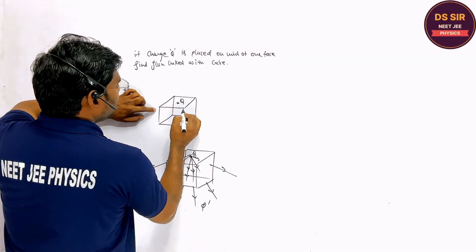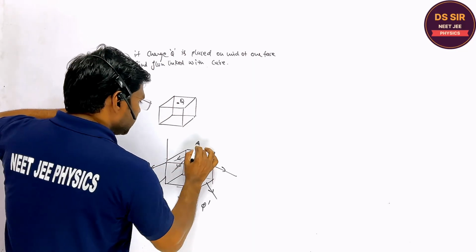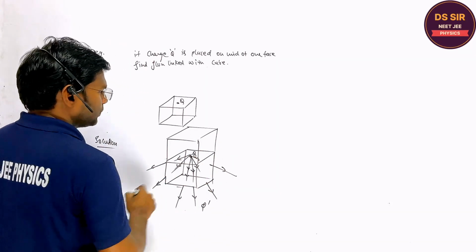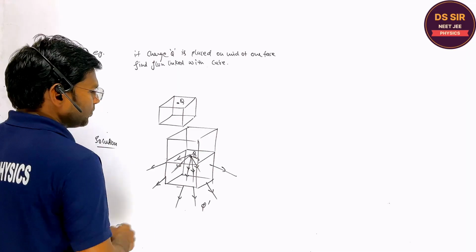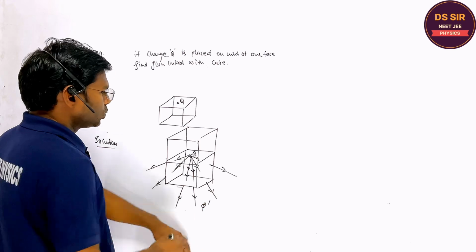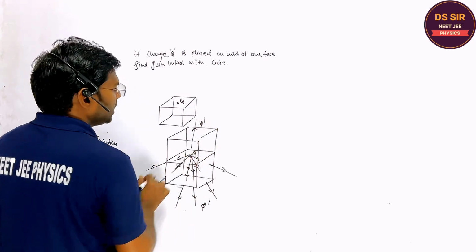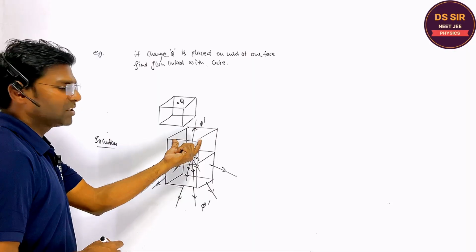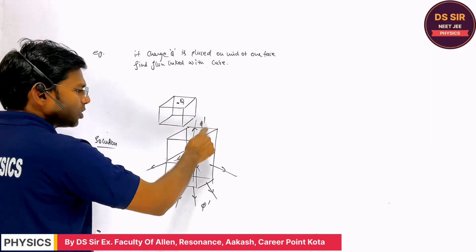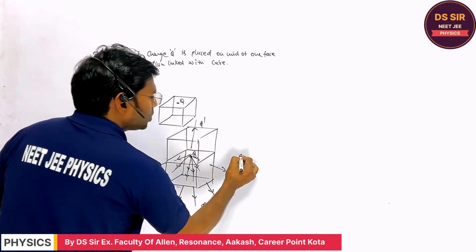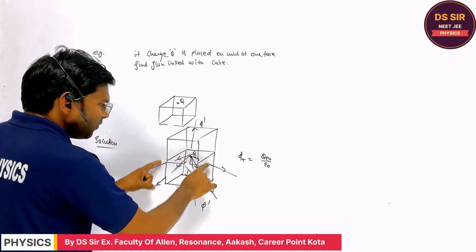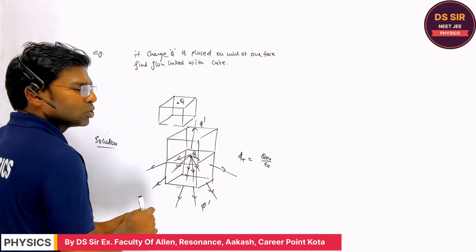So if you want to find the flux linked with this cube, you can place one cube just above the charge q, symmetrically like this. So if this is the flux phi dash linked with this cube, the same flux phi dash is linked with the cube above the charge. Is it clear or not? And if you consider the total closed surface, the net outward flux is nothing but charge enclosed divided by epsilon naught.